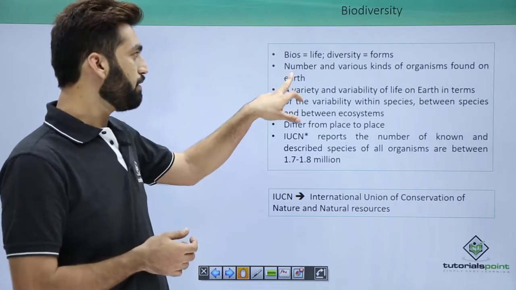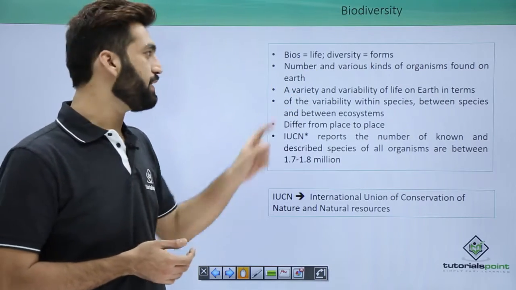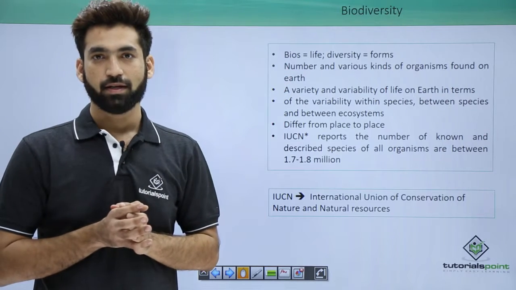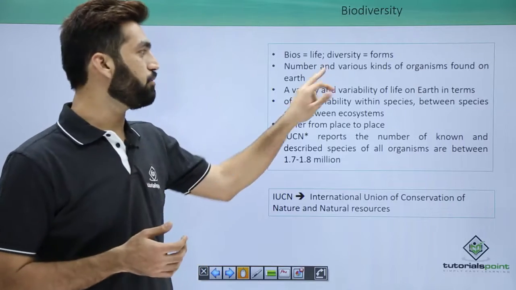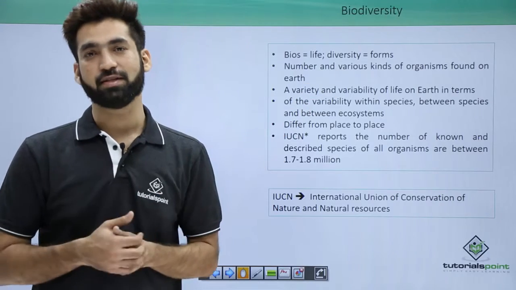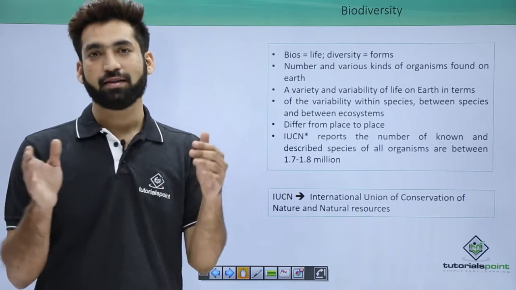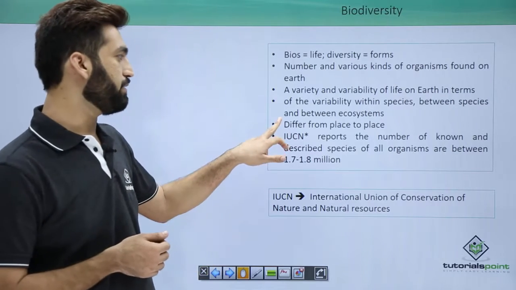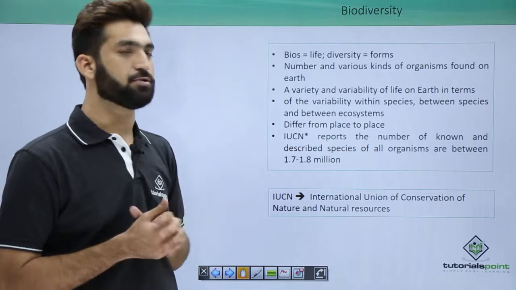biodiversity. Now, when you define biodiversity, it stands for the number and various kinds of organisms found on earth. But those number and those organisms are not uniformly distributed. The number and the type of organisms can depend from area to area. The biodiversity varies from place to place.